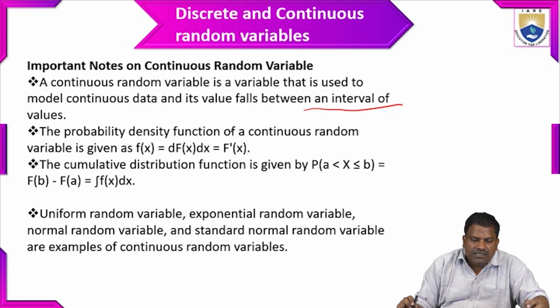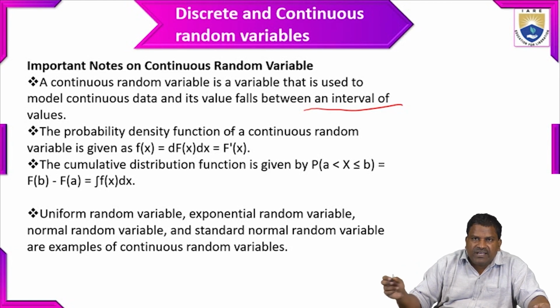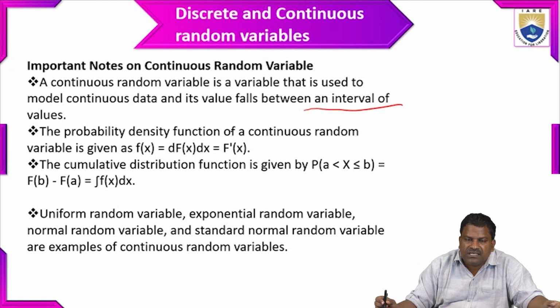The cumulative distribution function is given by P of a less than X less than or equal to b is equal to capital F of b minus capital F of a. It is nothing but the integral of f of x dx. It gives us area.